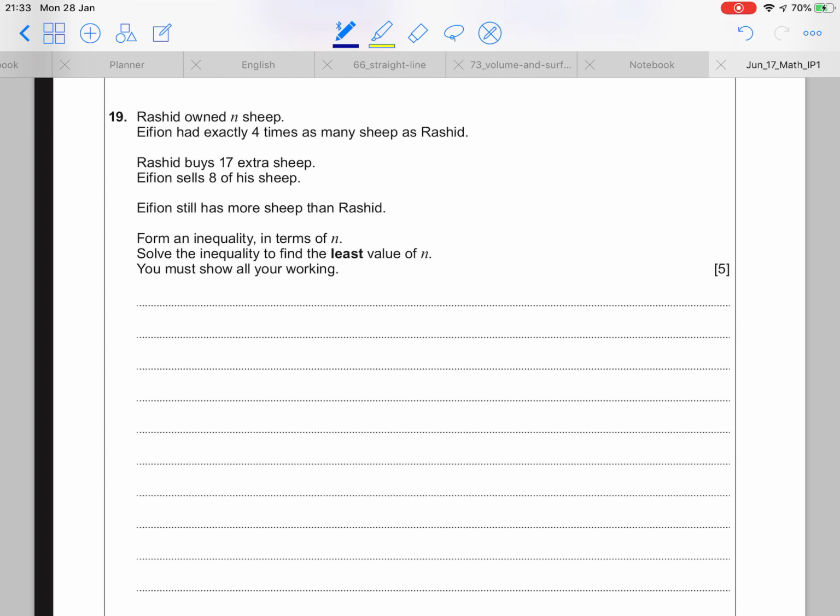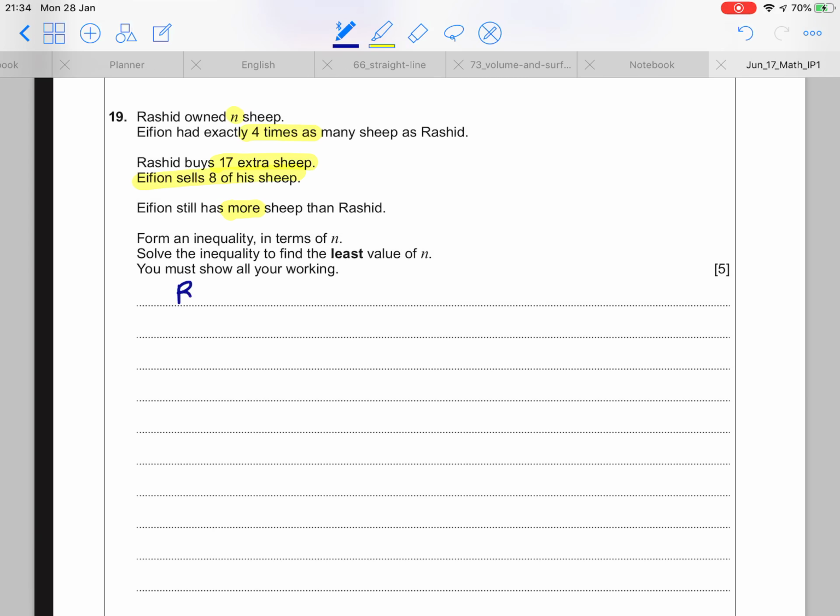Question 19. Rashid owned N sheep. Ivion had exactly 4 times as many sheep as Rashid. Rashid buys 17 extra sheep. Ivion sells 8 of his sheep. Oh, crumbs. But Ivion still has more sheep than Rashid. More than. Okay. Form an inequality. Solve the inequality. Show all your work.